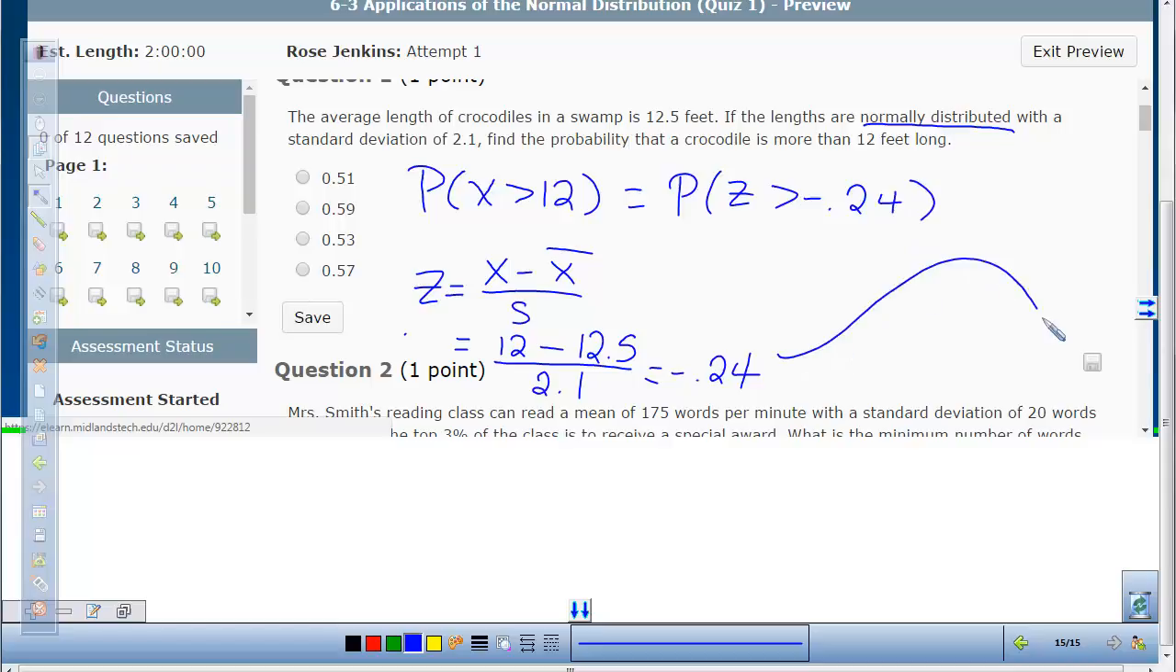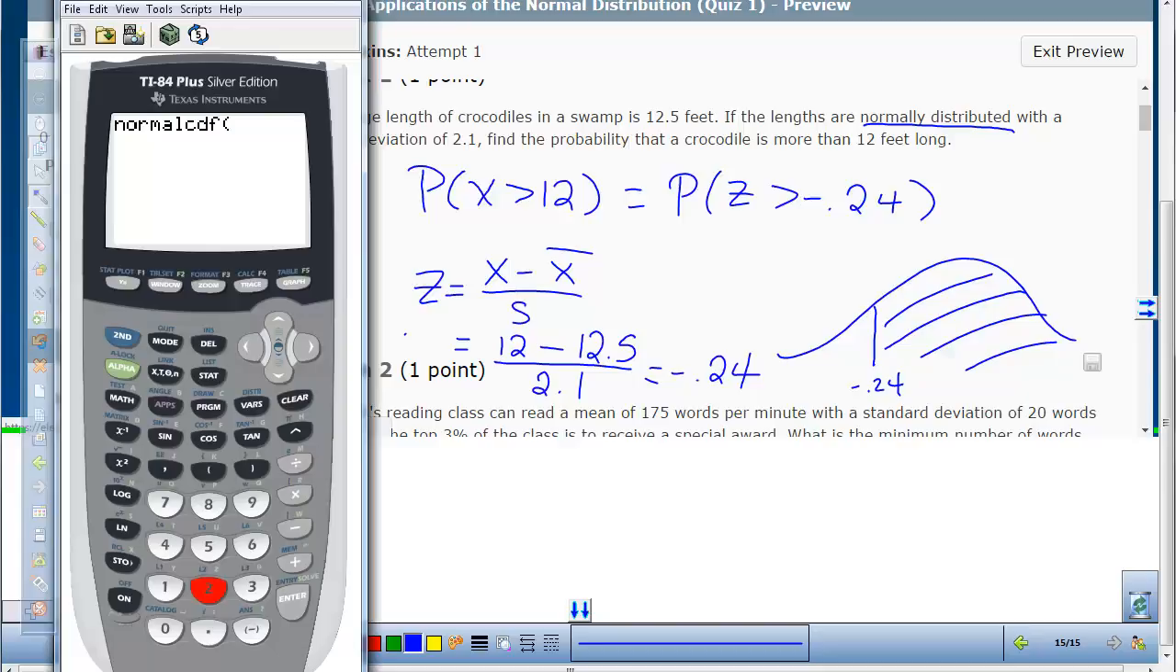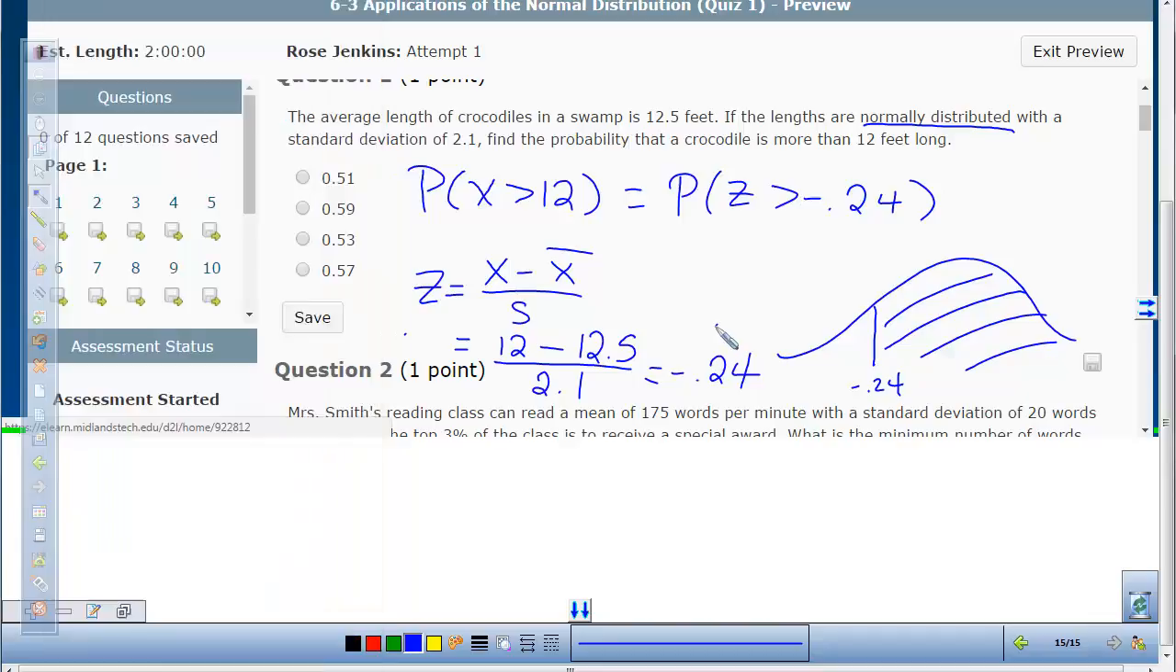Okay, if I need to, I can draw that picture. Negative 0.24 might be over here. I want to be greater than that, so negative 0.24 is going to be my lower bound, and my upper bound is going to be infinity. So I'll just put in a very large number. Okay, and so we get 0.5948 as our answer.